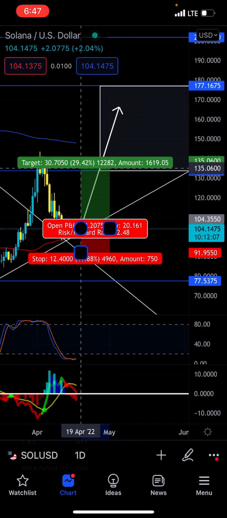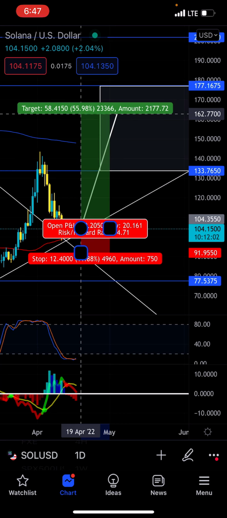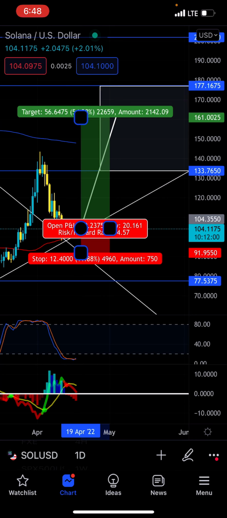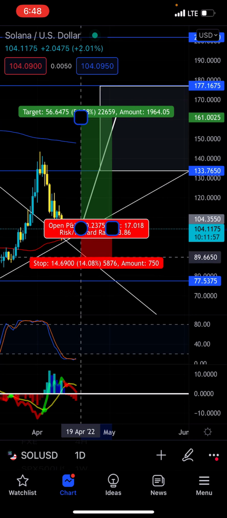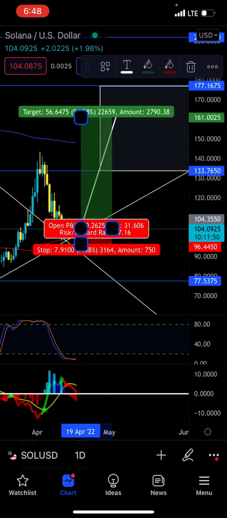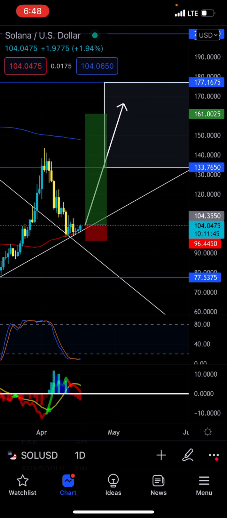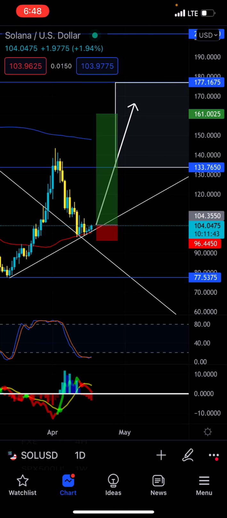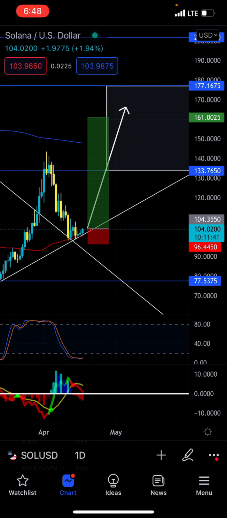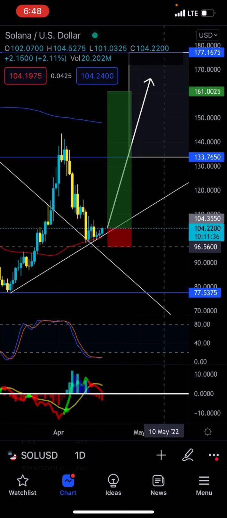I'd probably put my initial target at like 160 just to be on the safe side. We'll do like 161, doesn't really matter. And then you can do a stop loss right below the previous area where there's nice support, right? But you have a 7.16 RR. So you're basically risking $1 to make $7, which is a really big risk reward ratio, right? So if you were to trade this, I'd probably have a stop loss at $96.50.